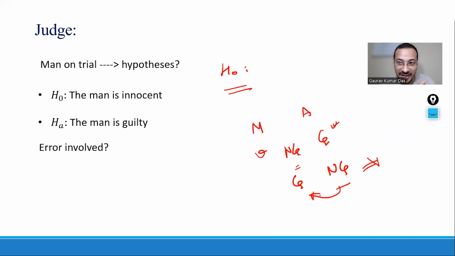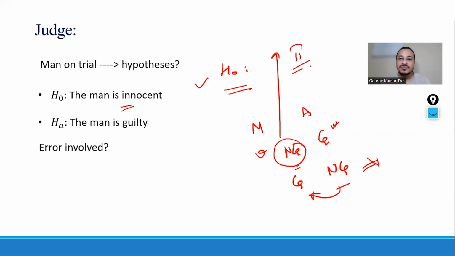Now, what are the different types of errors involved here? Think of it. Man is innocent will come from the verdict. Man is innocent, not guilty. This is where the judge has accepted the null hypothesis. Accepting the null hypothesis means type 2 error. So this statement is type 2 error. Second statement, verdict is man is guilty, which means that the null hypothesis has been rejected. Immediately it's type 1 error.